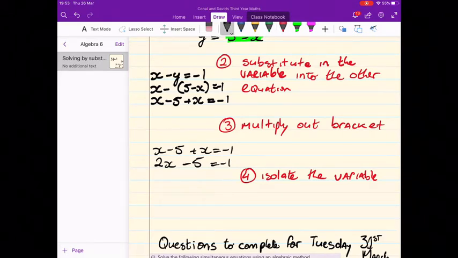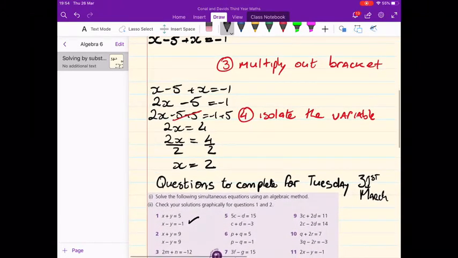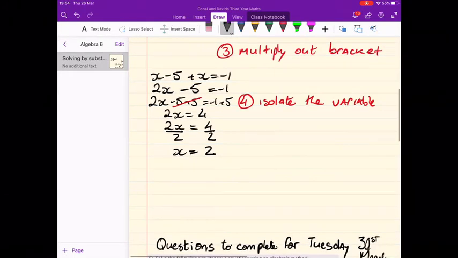Because if we look here now, we started with an equation that had x's and y's. Now we only have x's in it. So we can say, well, I need to add 5 to both sides of this equation. And then I'm left with 2x is equal to 4. Then I'll have to divide both sides by 2, because 2 is the coefficient of x. And I'm left with x is equal to 2.